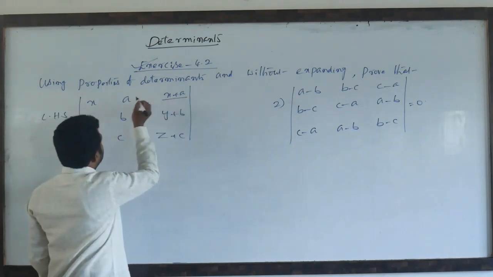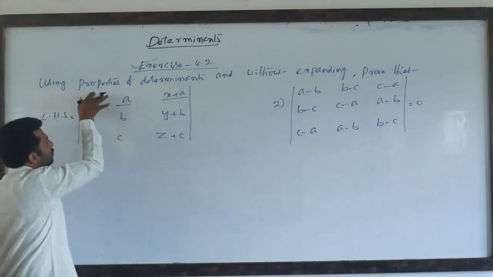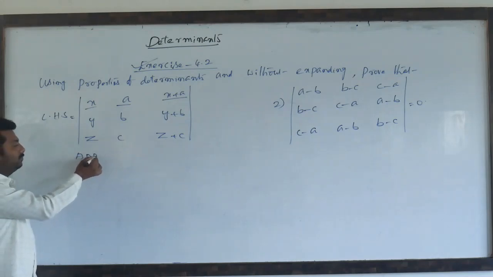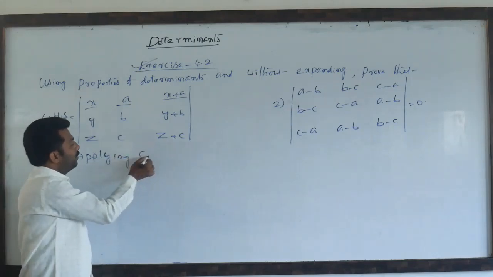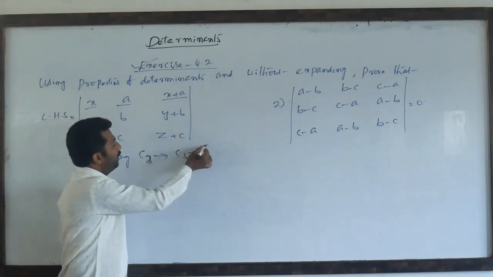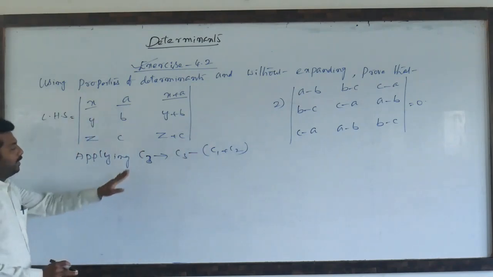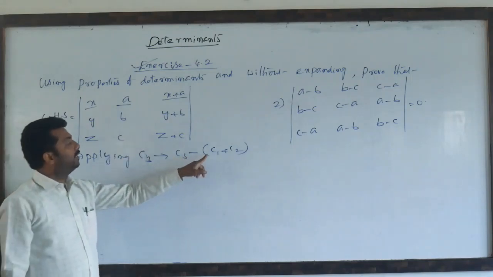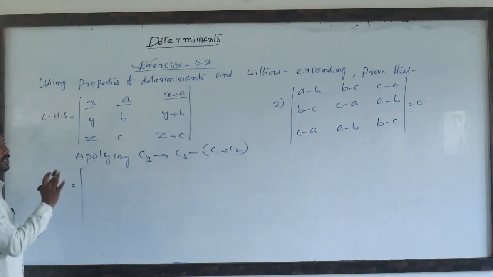Now I think you already have an idea. Here x plus a is the third column, this is the second column, and this is the first column. Just observe. Applying C3 changes to C3 minus (C1 plus C2). You observe, there are no changes in the first and second columns.